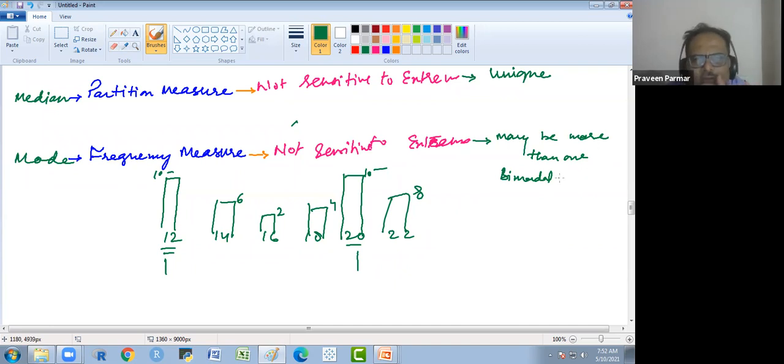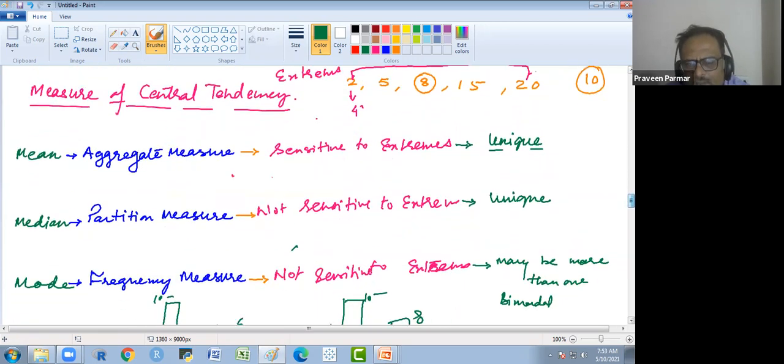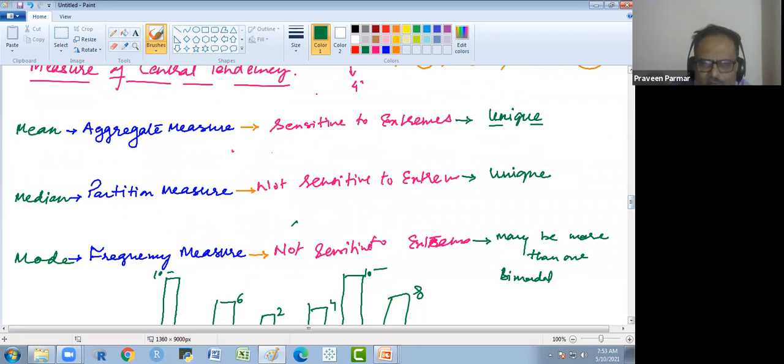Yes. So this was all about the measures of central tendency. We don't go beyond it, we don't go into the formula side. We just understand that the mean is an aggregate measure, the mean is very sensitive to extremes, and the mean is always unique. In the median part, we have to understand that it is a partition measure. We arrange the data in ascending or descending order, then partition the data into two parts from the middle. That middle value is called the median.